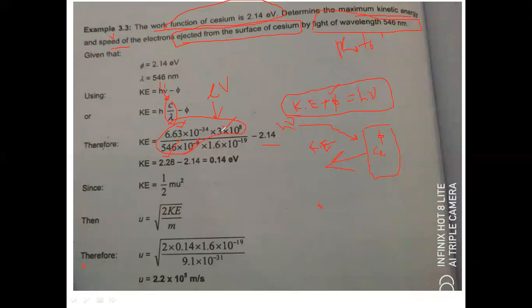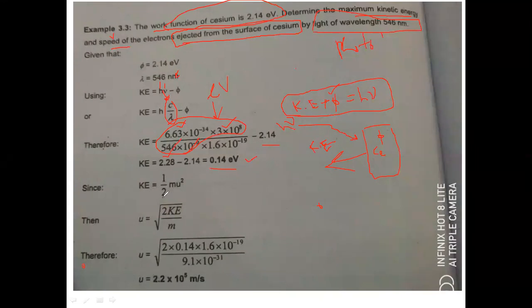All the rest of the values are in SI units, so the value of this will be in joules. To convert this joule into electron volt, we have to divide by 1.6 times 10 power minus 19 to get the whole value in electron volt. Now electron volt minus electron volt will be electron volt. So 2.28 minus 2.14 gives you 0.14 electron volt.